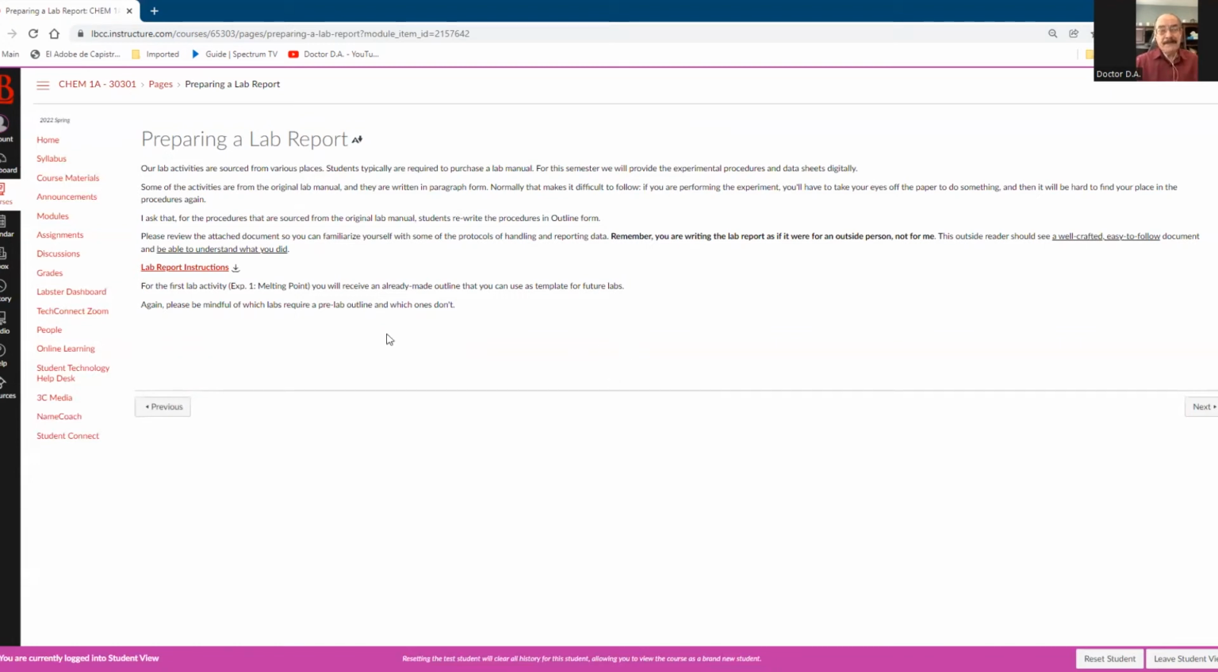But it's important that you learn how to properly handle the data that you collect, the data that you report, the way you format your lab reports. It's very important to be organized, and don't forget, you are writing the lab report as if it were for an outside person, not for me, okay? So anybody outside should be able to read your lab report and understand what you did.